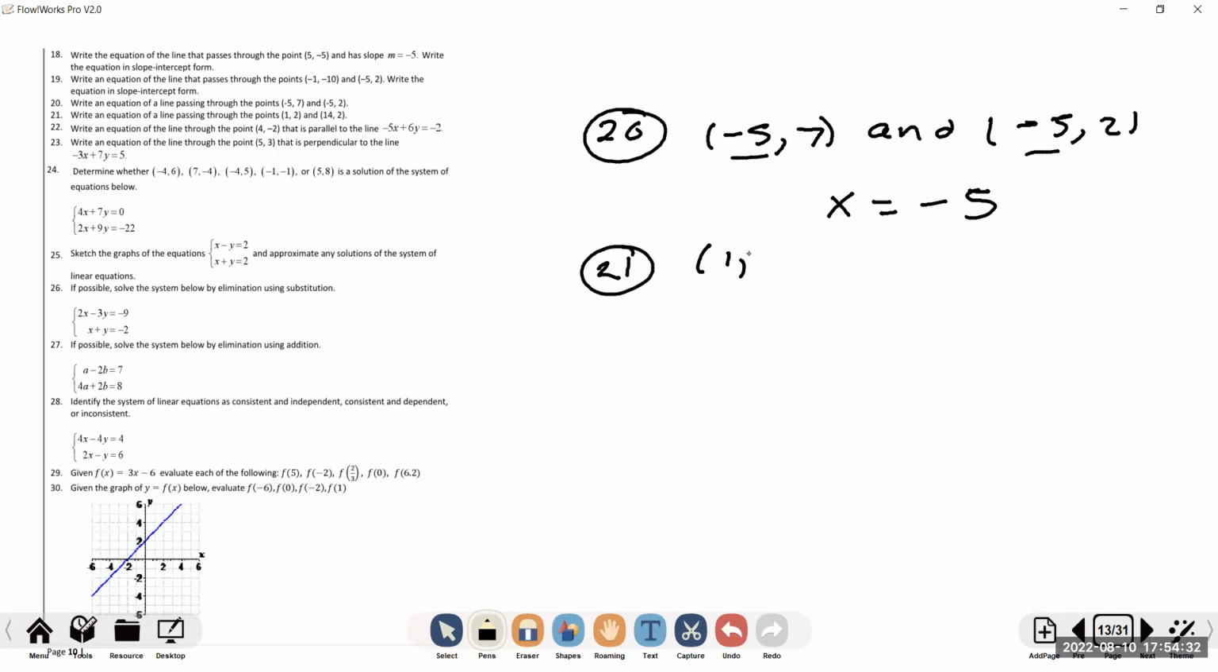Number 21 asks us to find the equation of the line passing through (1, 2) and (14, 2). Notice that y is the same on both of these. y did not change. y is equal to 2.